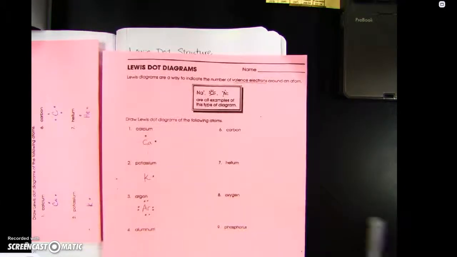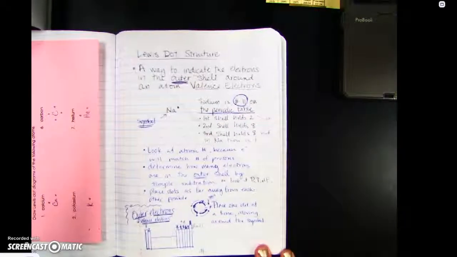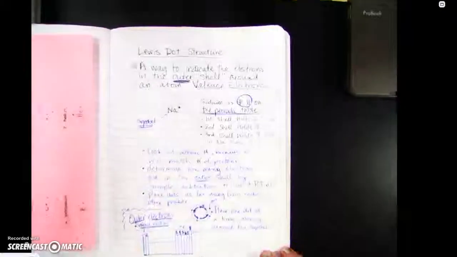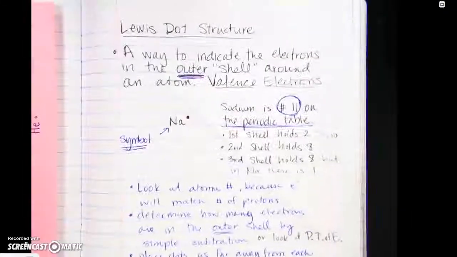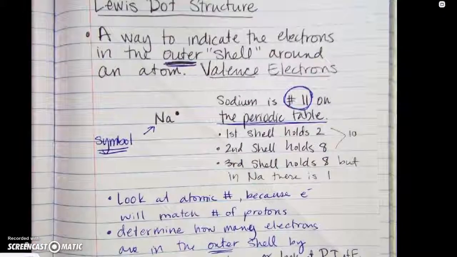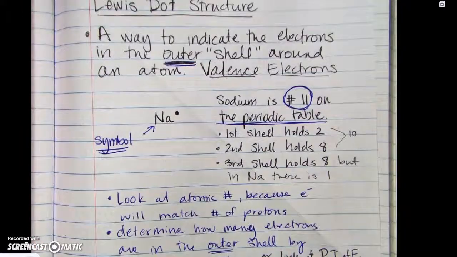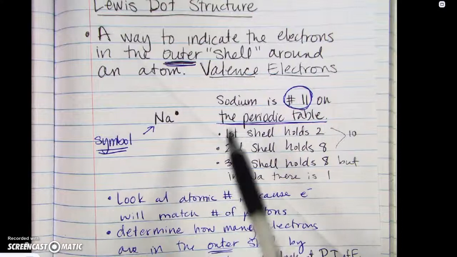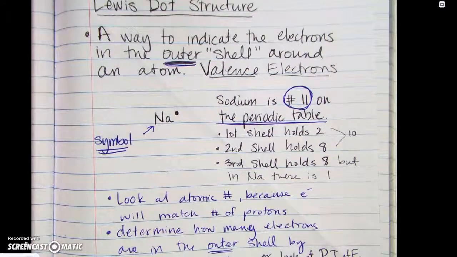Basically, a Lewis dot diagram is just a way to indicate the electrons in the outer shell, what's referred to as the valence electrons. So the valence shell is always the outer shell. No matter what the element is, it's always the outer one.